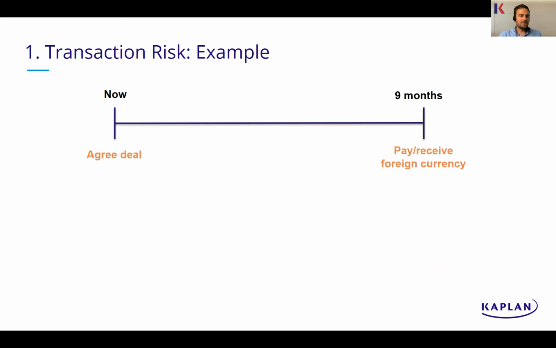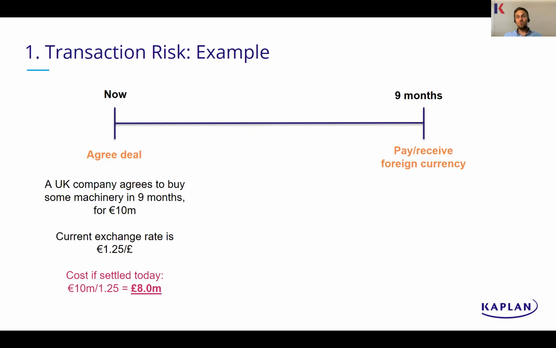So as I said, we'll do a quick example here with some numbers and hopefully bring this to life a little bit. So I'll stick with my example of agreeing a deal now and then having to settle it in 9 months' time. And what I've gone with here is a quick example of a company, a UK-based company, agreeing to buy some machinery in 9 months' time for 10 million euros. So we need to pay 10 million euros in 9 months' time. Now, the exchange rate at the moment is €1.25 per pound. So just made up, but just as a little example, 1.25 at the moment.